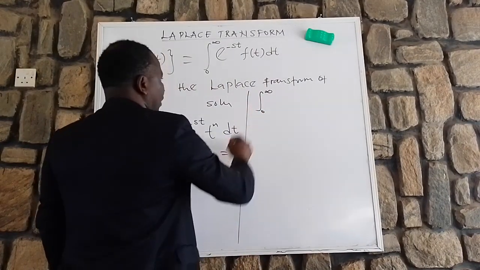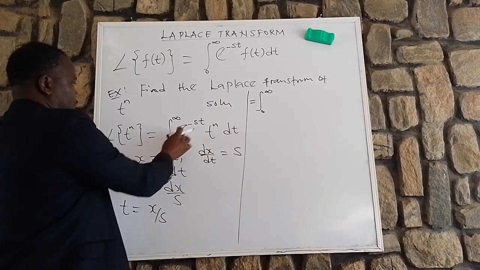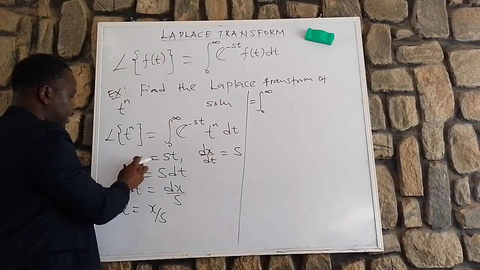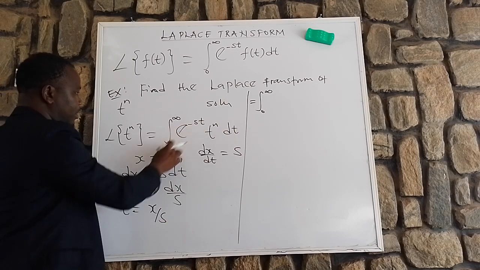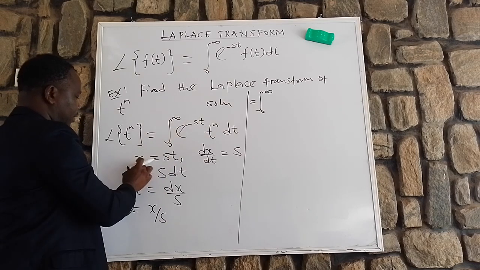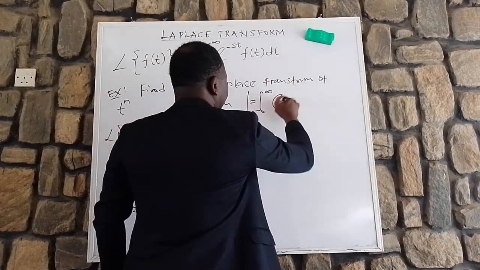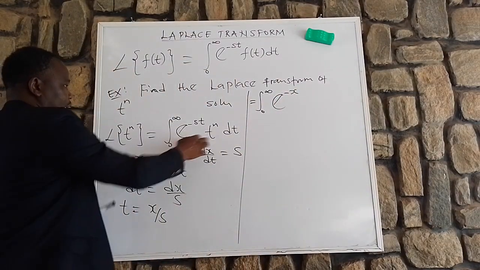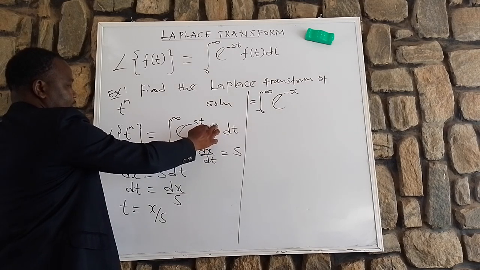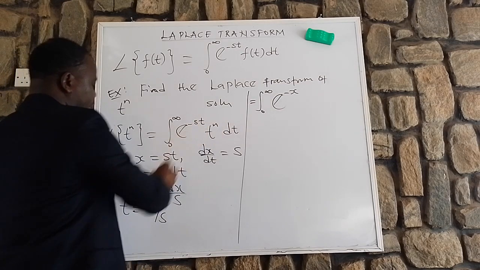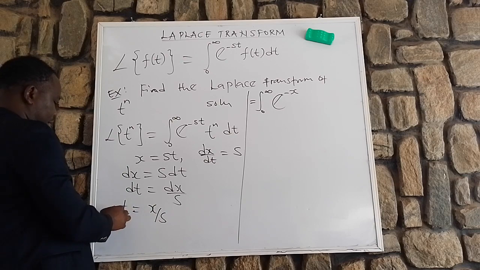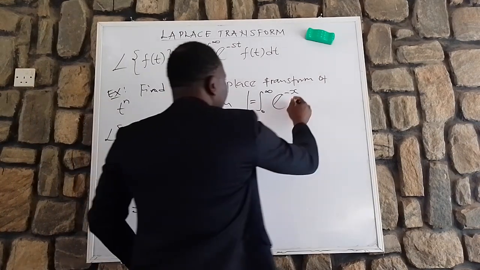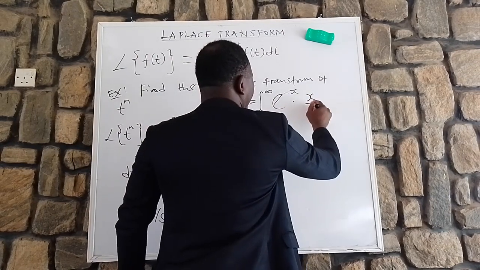This is equal to e to the power of minus x, because you said let x equal st. So instead of st, we are going to write minus x. Then t. Note that t is carrying the power of n. You said t equals x all over s. So times x all over s.